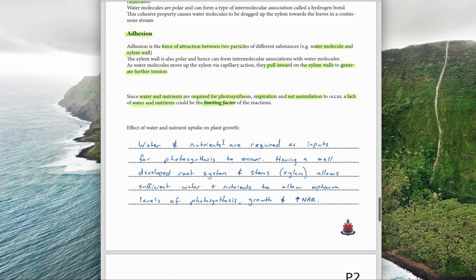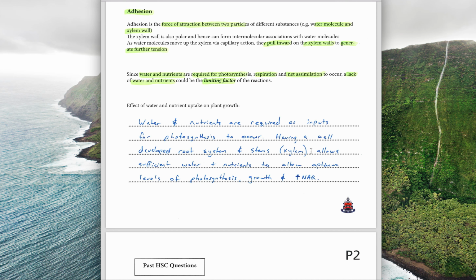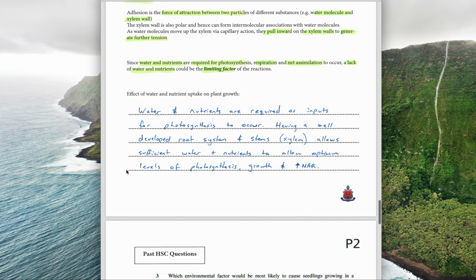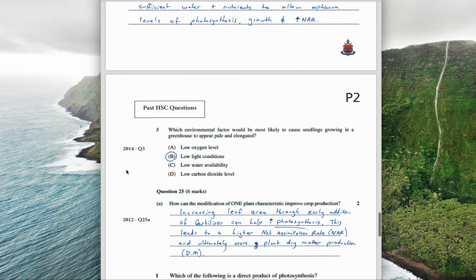So how does water and nutrient uptake affect plant growth? Water and nutrients are required as inputs for photosynthesis to occur, and then having a well-developed root system and stems, such as xylem, allows sufficient water and nutrients to allow optimum levels of photosynthesis, growth, and NAR. If a plant maybe has less xylem than a different type of plant, it will struggle to get as many nutrients up to the leaves, and therefore will not grow as well if its xylem aren't as well developed.